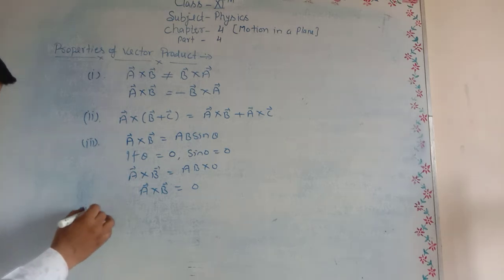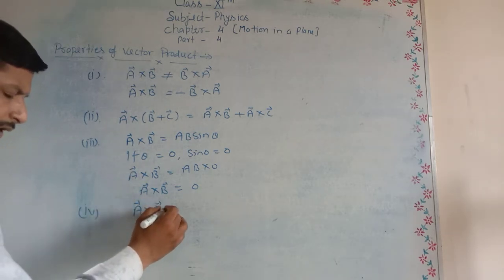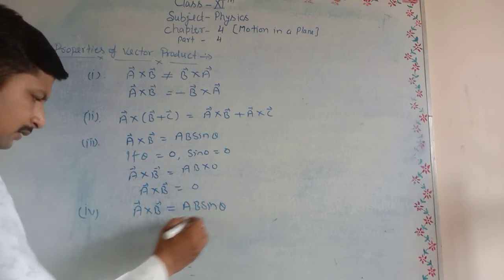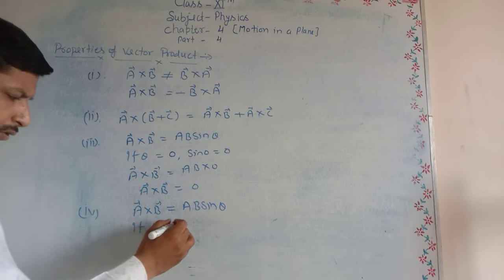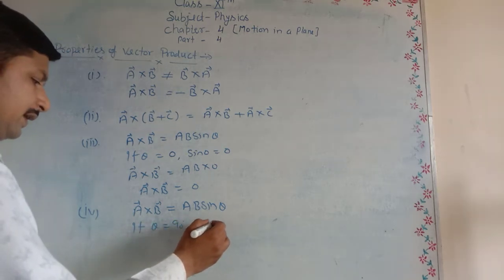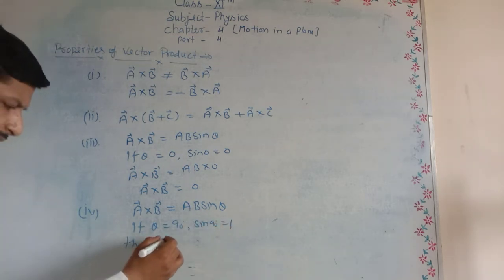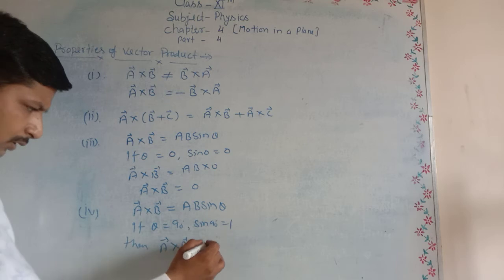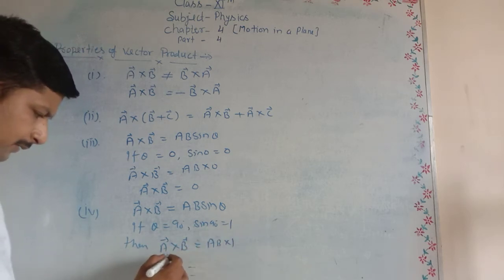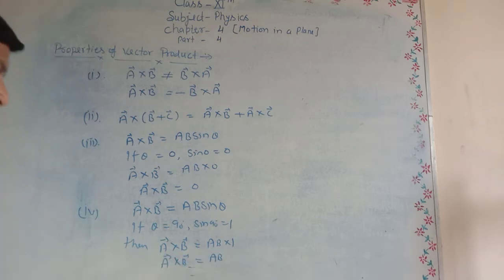Fourth property: A cross B equal to AB sin theta. If theta is equal to 90, then the value of sin 90 is equal to 1, then the cross product of two vectors A and B is equal to AB into 1, it means A cross B is equal to AB. Okay, students.